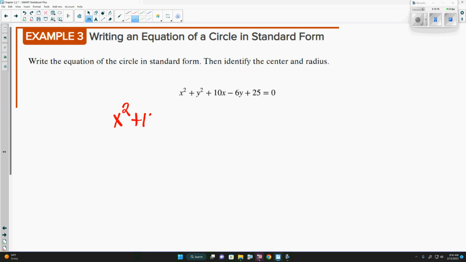x squared plus 10x plus blank, plus y squared minus 6y plus blank, plus 25. Now we will eventually need to move the 25 to the other side, but we can leave it there for now.